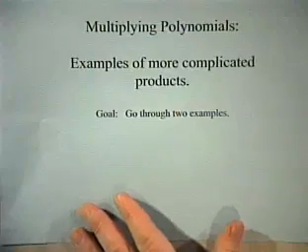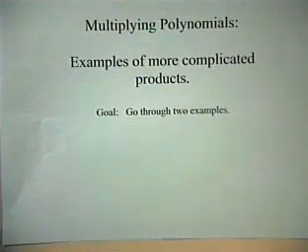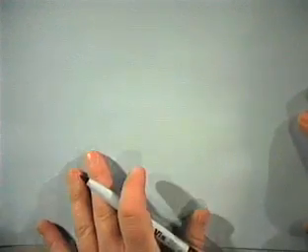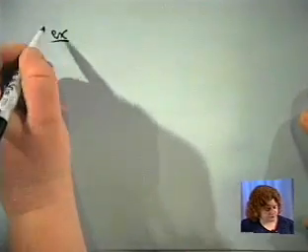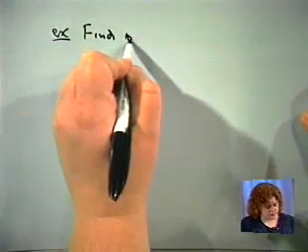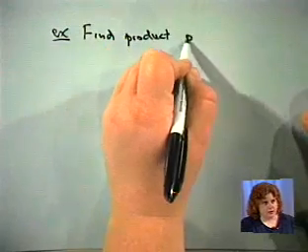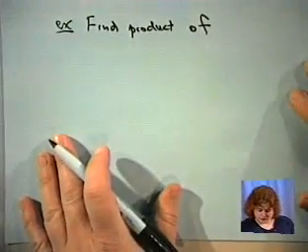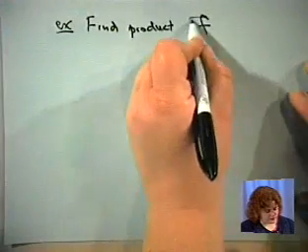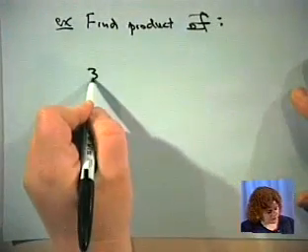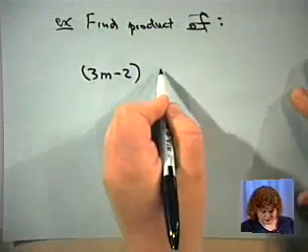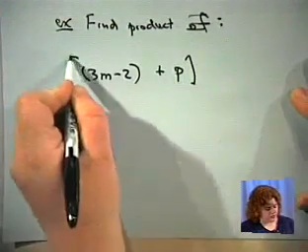What I want to do now is just look at two more complicated examples of working through products using the same methods we have been. So we'll jump right in and get through them. We're going to find the product, or rather just find the product, (3m minus 2 plus p) and that whole thing is going to be squared.